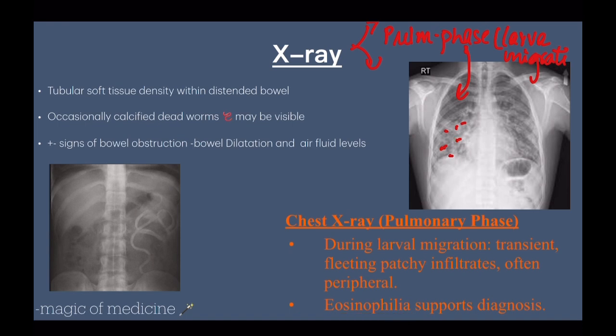Then coming to the intestinal phase. In intestinal phase, we can see tubular soft tissue densities within the distended bowel. However, it is very rare to see that.